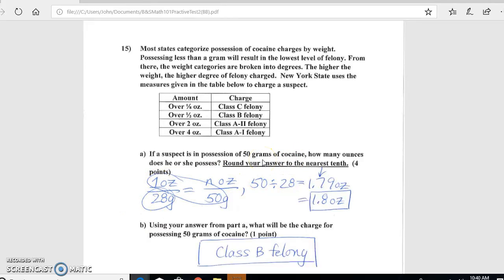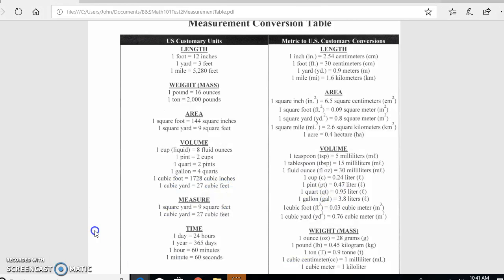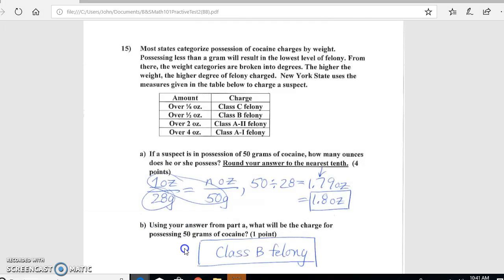Grams is a metric unit, ounces is a US unit. So we're going to go to our conversion table, and we are dealing with metric to US, and we are dealing with weight. So we go down here to the weight formulas, and we find 1 ounce is equal to 28 grams. That's the formula that we're going to use in our problem.